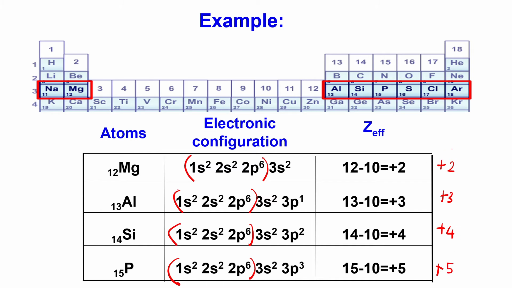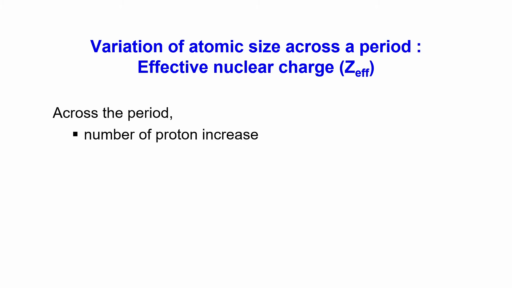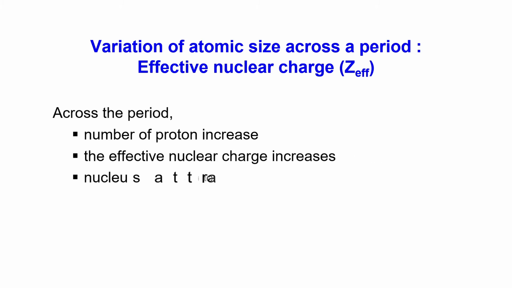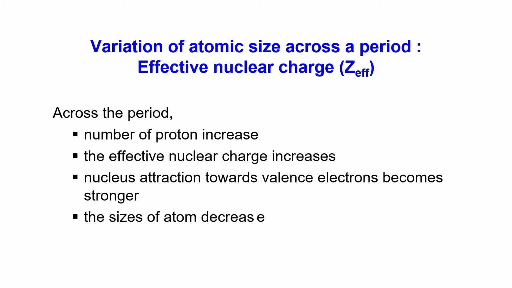So the stronger the effective nuclear charge, the smaller the size becomes. Variation of atomic size across a period: across a period, the number of protons increases, the effective nuclear charge increases, and nucleus attraction towards valence electrons becomes stronger. Jadi tarikan nukleus terhadap valence electron jadi semakin kuat. Thus the size of atom decreases.